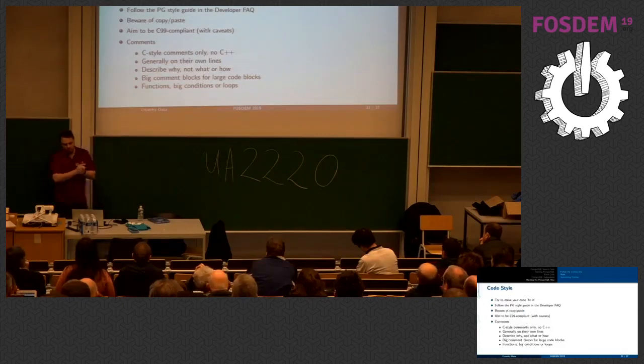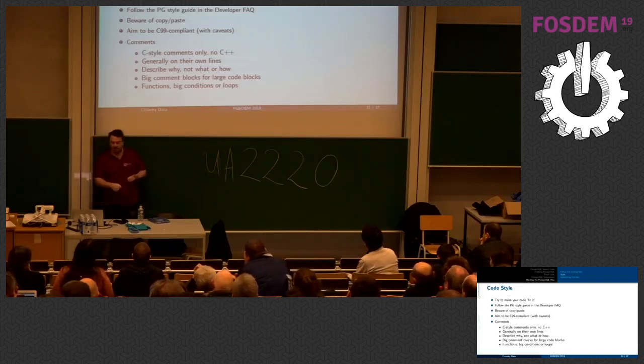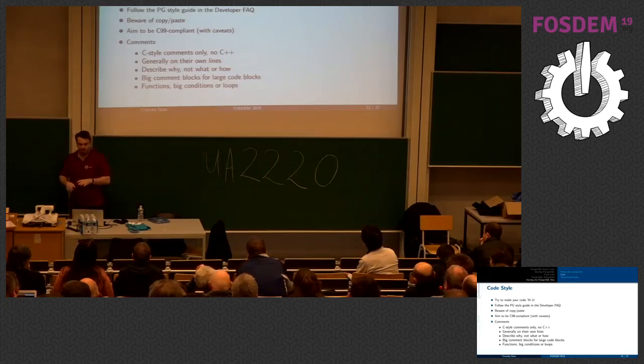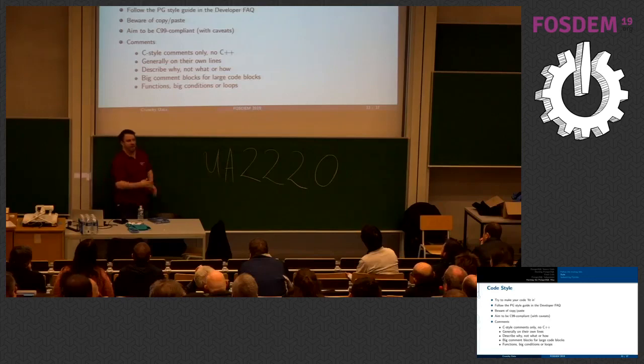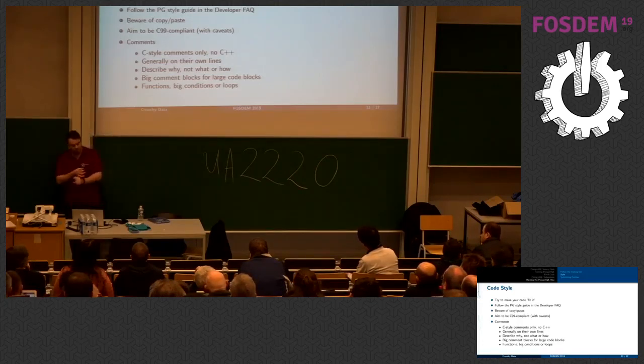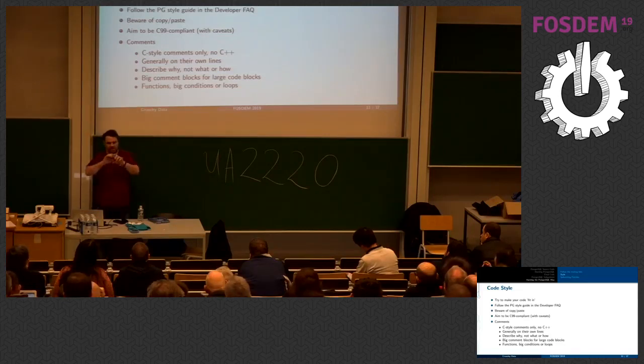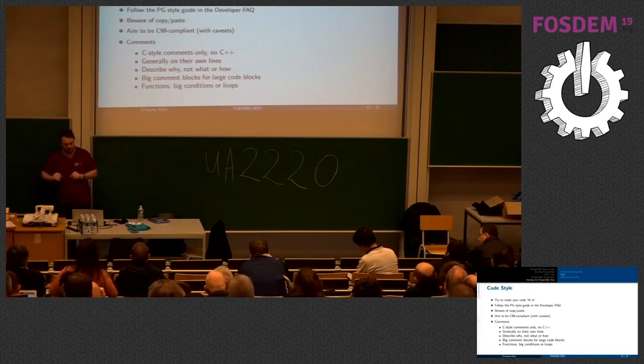Whenever you're working with Postgres, think about your code style. Try to make your code fit in. The PG style guide is in the developer FAQ. Be aware of any copy and paste. We try to be C99. Actually, in some ways we go back to C89, but the standard today is more or less C99 compliance, right, with some caveats. We only use C-style comments. We don't do C++-style comments. Generally, you want to have comments on their own independent line. We're not a big fan of having an inline comment on the same line as code.